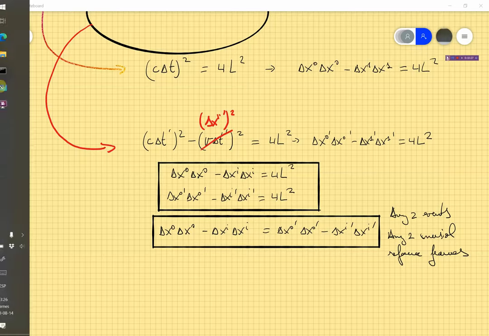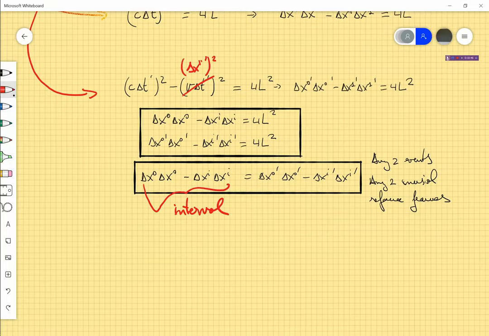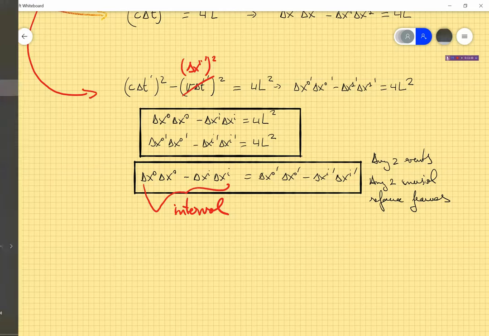This particular combination, which plays, of course, a fundamental role, is called the interval. The relativistic or the invariant interval, depending on the literature. Okay, and what we just saw is that the interval is something invariant, and this is why it's called the invariant interval, under whatever relation there is between two inertial reference frames. Now the idea is that we can characterize all the transformations between inertial reference frames as those transformations that leave the interval invariant.